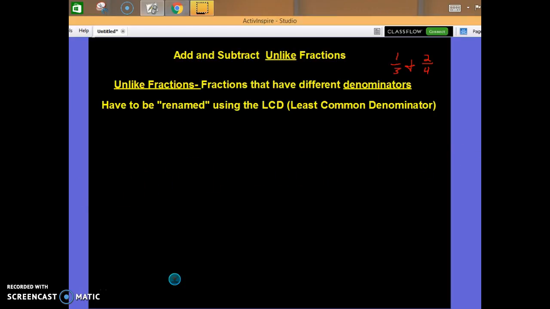Let's do 1/2 plus 1/4. These are not like fractions, they're unlike fractions. 2 and 4 are not the same number. So what we need to do is come up with a least common denominator. My denominators are 2 and 4. What I'm going to do is write the multiples of these.